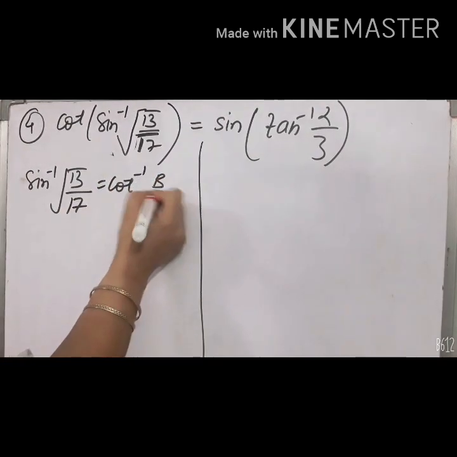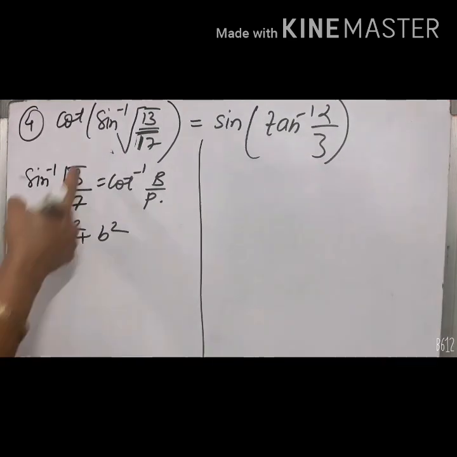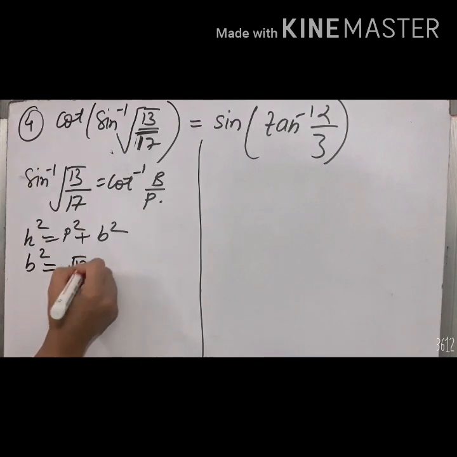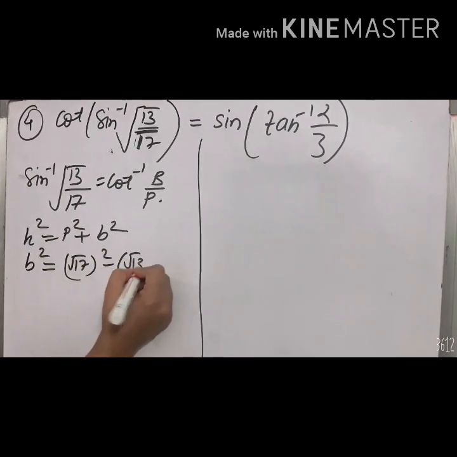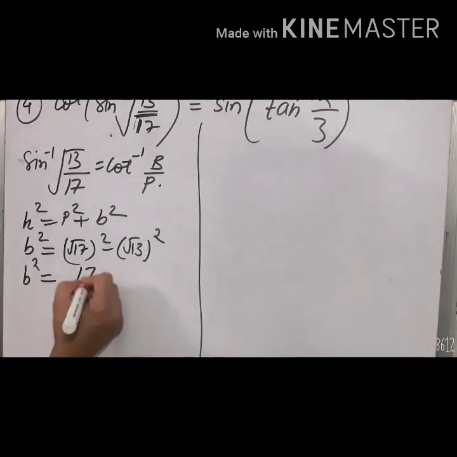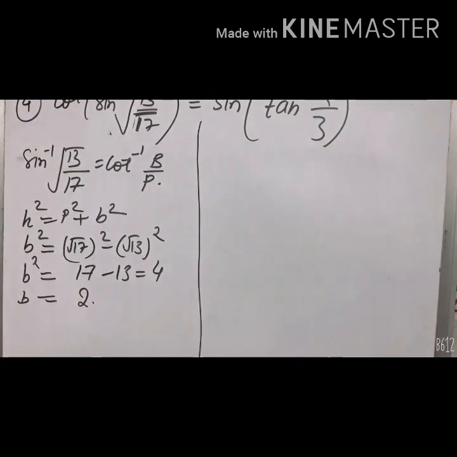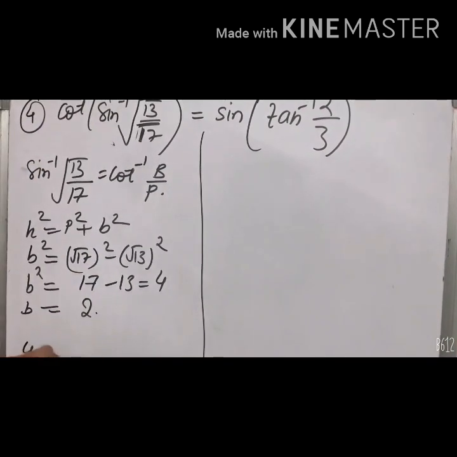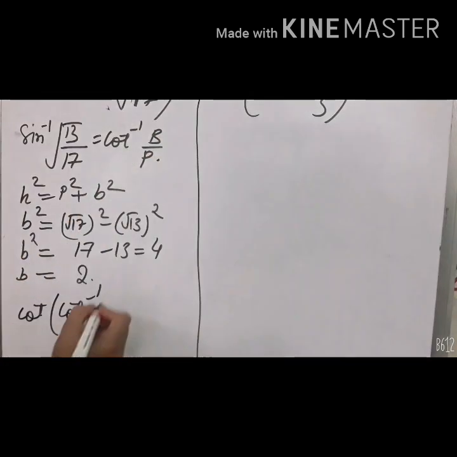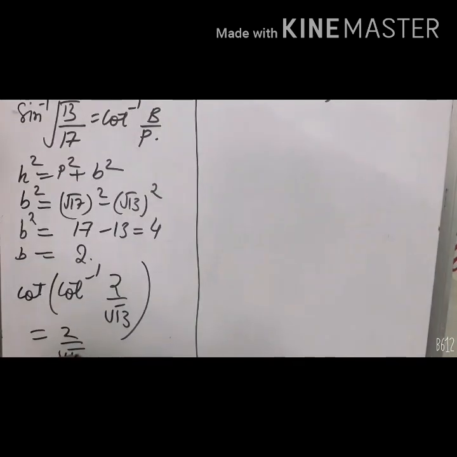What is the ratio? B by P. So H square is equal to P square plus B square. This is your P, this is your H. So B square is equal to root 17 square minus root 13 square. I am not skipping any of the steps, you will not get confused anywhere. B is equal to 2. Now I am putting the value, in place of sine inverse I am putting cot inverse of B by P. That means 2 by root 13. It is equal to 2 by root 13.